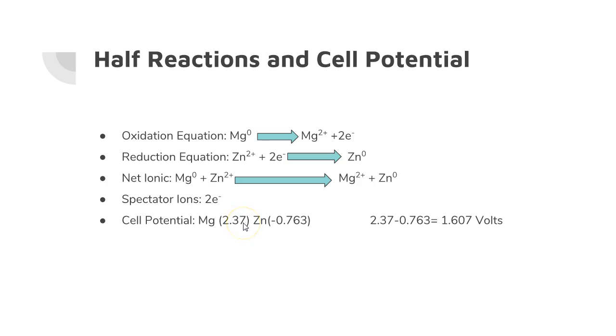So the net ionic would have to be magnesium 0 plus zinc 2+ yields magnesium 2+ plus zinc 0. And for cell potential energy, I found out that magnesium had a voltage of negative 2.37, but since it's the anode, it will change to 2.37. Zinc has a voltage of negative 0.763, and when I added these together, I got 1.607 volts.